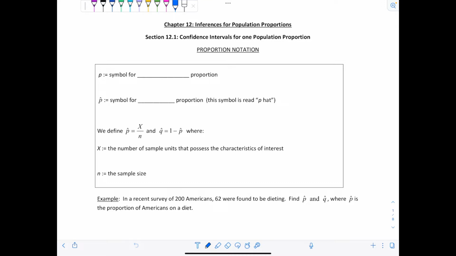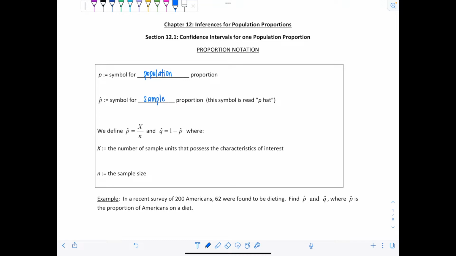Up until this point, we've been working with confidence intervals and hypothesis tests for the mean of a population or sample, mu and x bar. So now let's see what we're going to use when we talk about proportions. We use lowercase p as the symbol for the population proportion. And then p hat, you see how we put a little hat on him? That's the symbol for the sample proportion. And you do say p hat, okay?